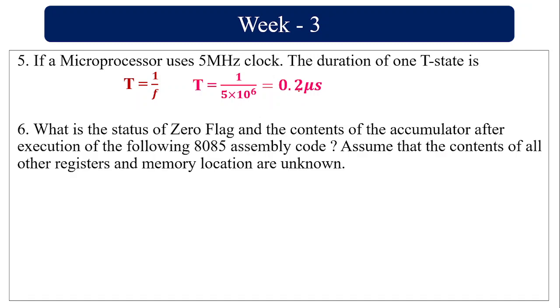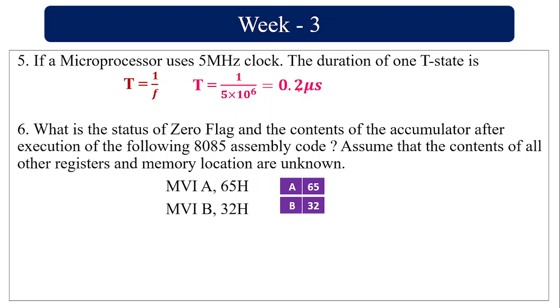What is the status of the zero flag and the content of the accumulator after the execution of the following assembly code? So MVI A, 65. So the A value is going to be 65. MVI B, 32. So the B value is 32. They ask you to compare. So comparison is nothing but done by A minus B.